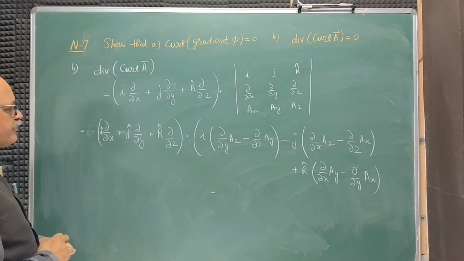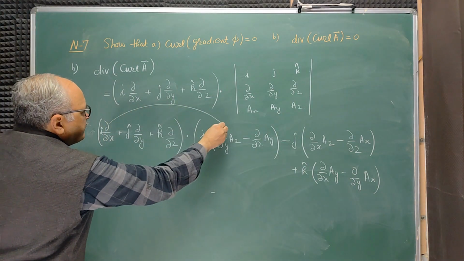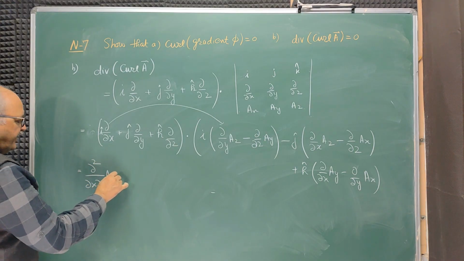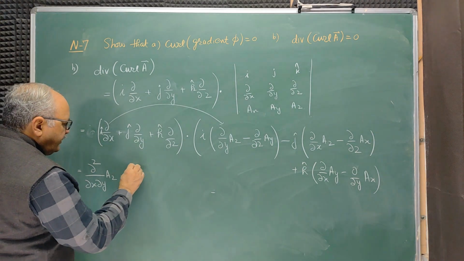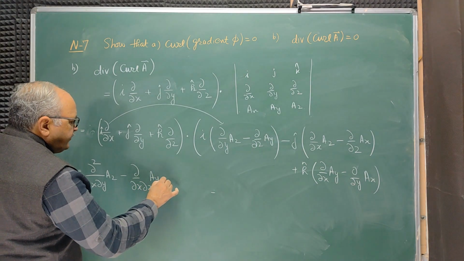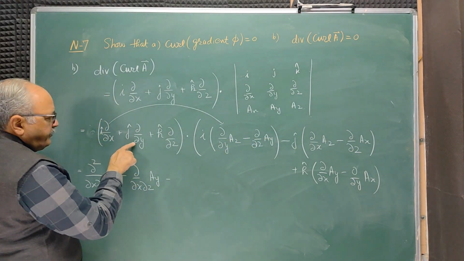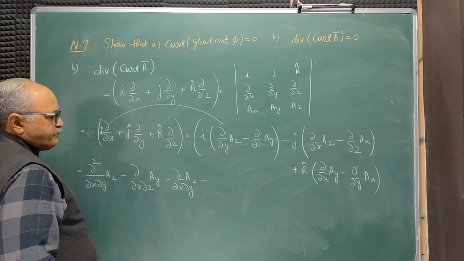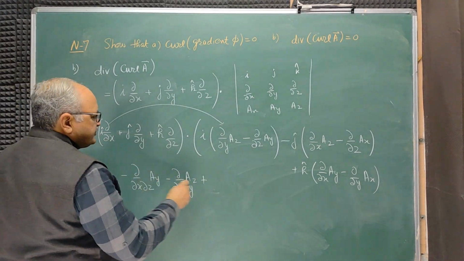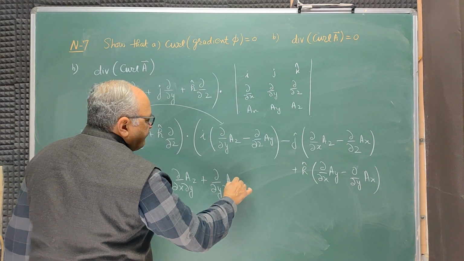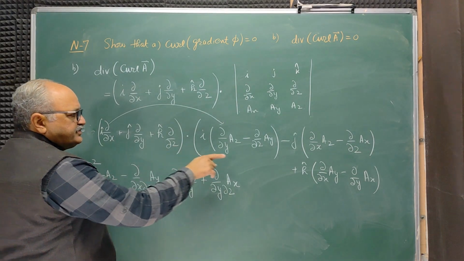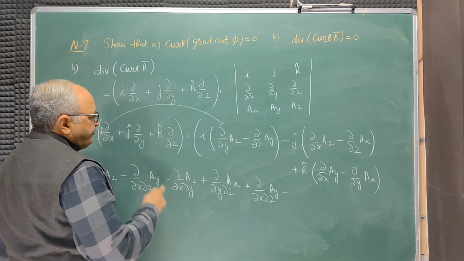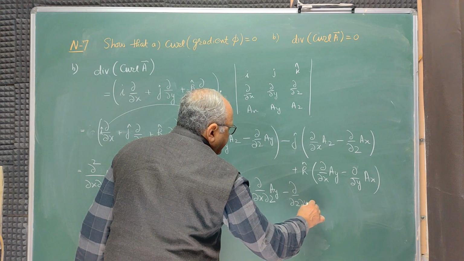Now since it's a dot product, we have to multiply the respective values, means this is to be multiplied by this one. So if I do that, this will become d squared/dx dy of Az minus d squared/dx dz of Ay, minus this one will give me derivative with y, d squared/dx dy of Az, and minus now will become plus, so this is d squared/dy dz of Ax. Then we go for this differentiation, that will give me d squared/dx dz of Ay minus d squared/dz dy of Ax.